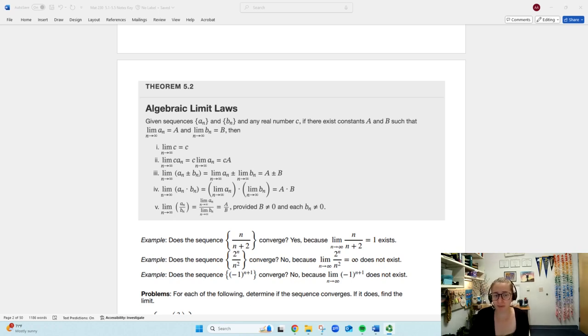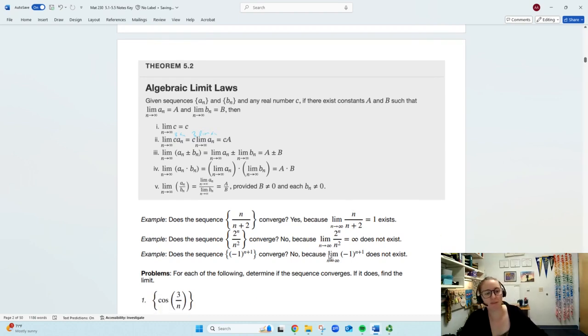Our algebraic limit laws are also the same as for series, or like when we were doing derivatives. So if I'm taking the limit of 2 different sequences and adding them together, I can take the limit of each of those, find that, and then add them together. Works for multiplying, works for dividing, works for having a constant out in front. So if this was just a 3 and then I had some sequence, I can pull the 3 out in front and then take my limit of that sequence. And here are some examples on that.